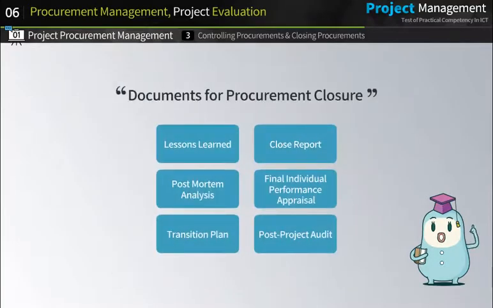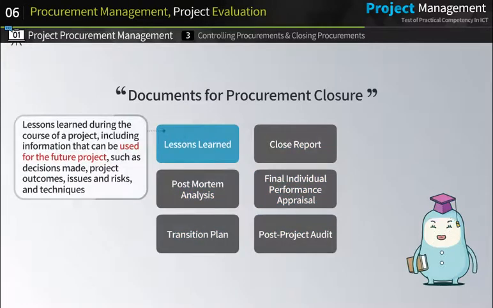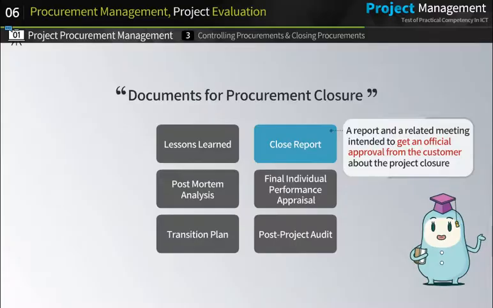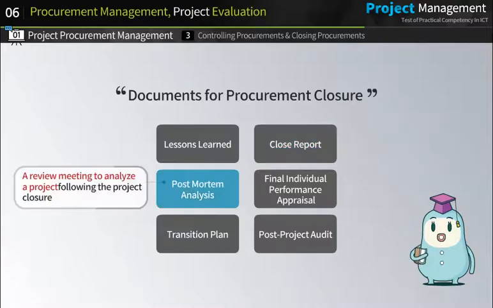The following are the key documents for procurement closure. First, lessons learned. It refers to the lessons learned during the course of a project, including information that can be used for the future project, such as decisions made, project outcomes, issues and risks, and techniques. Close report is a report and a related meeting intended to get an official approval from the customer about the project closure. Post-Mortem Analysis refers to a review meeting to analyze a project following the project closure.